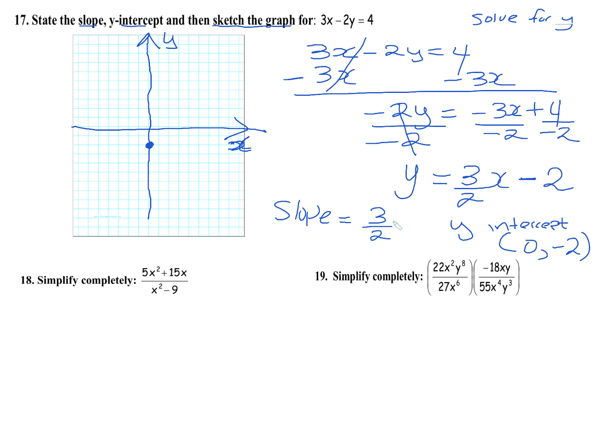And now I'm going to use my slope. And remember, your slope is rise over run. So I'm going to rise 3 units, 1, 2, 3. And then I'm going to run 2 units because it's positive. I'm running to the right, 1, 2. So this is my second point. And then I'm just going to connect them. Again, my line is going to be crooked.